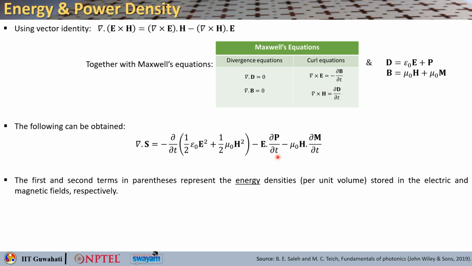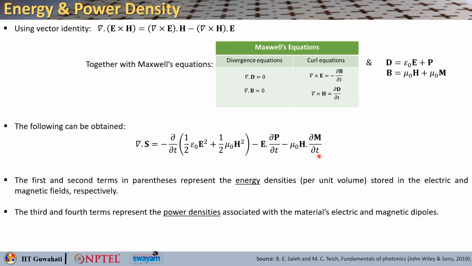So, as you can see here, the first two terms give you the electric energy density, that is per unit volume, and this one gives you the magnetic energy density of the wave. And the third and the fourth terms give you the power densities. So, this gives you energy density, this gives you power density, this is the electric power density and this is the magnetic power density, for the electric and the magnetic dipoles.